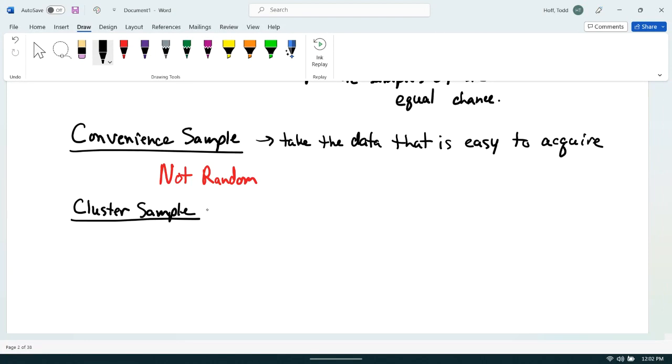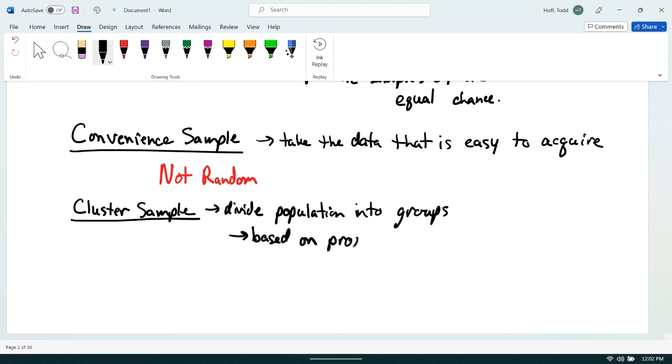Now, in a cluster sample, we divide the population into groups. But the groups are based on proximity. In other words, how close are they together? And ease of gathering information. The ease of gathering data.